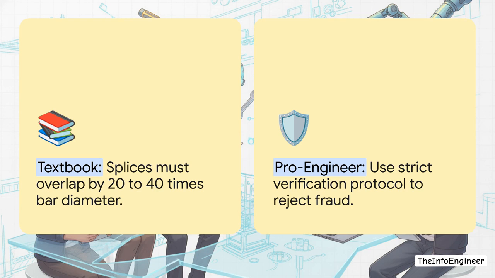The textbook mentions that starter bars connecting to columns need a lap splice overlapping by 20 to 40 times the bar diameter, which is good to know. But the pro engineer points out that on a chaotic site, visually identical steel bars can actually be part of a deliberate scam. They'll say suppliers pull bait-and-switches, sneaking in standard FE500 instead of the high ductility earthquake-resistant FE550 SD we specified. Here is my exact protocol to reject fraudulent material. This shows you know how to protect a building's seismic capacity from an invisible but literal threat.